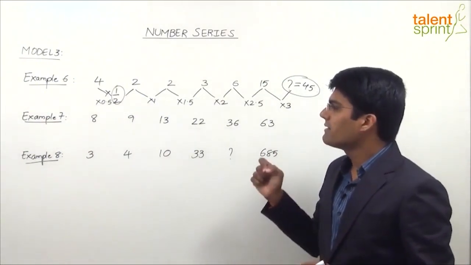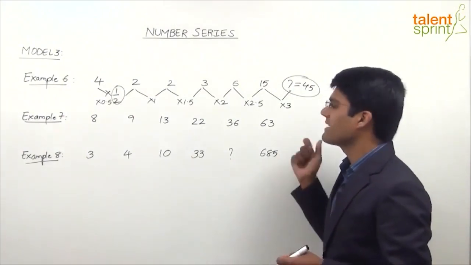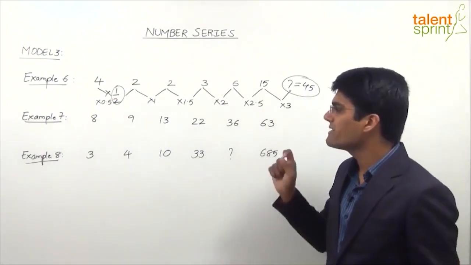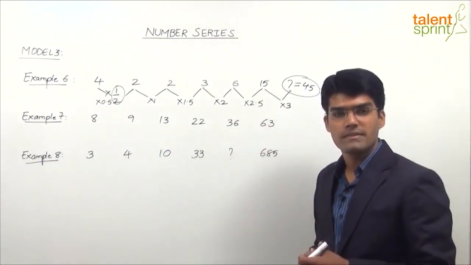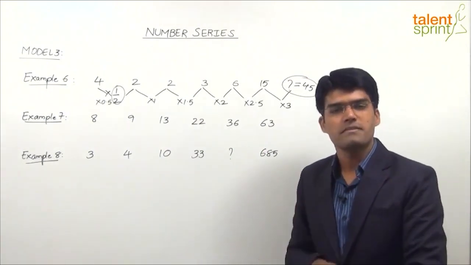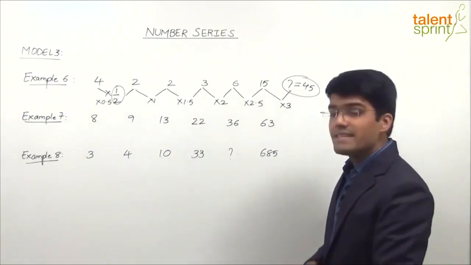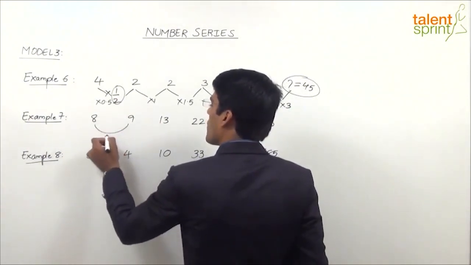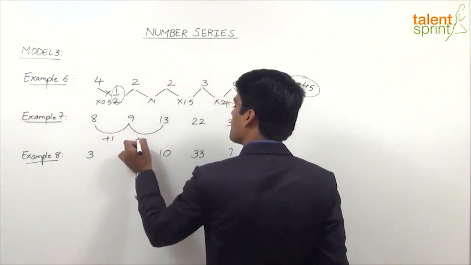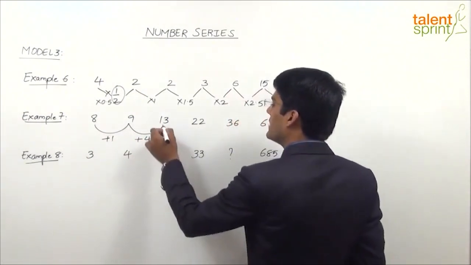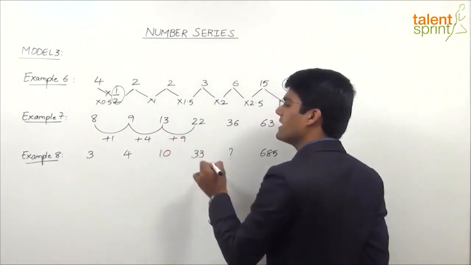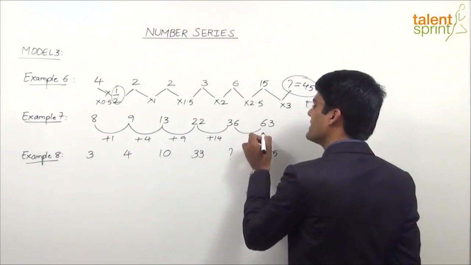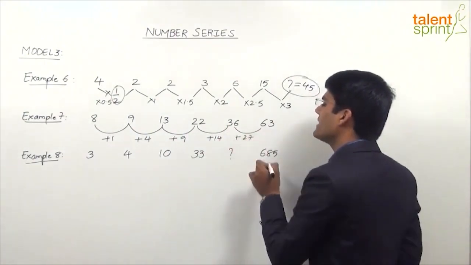That is 8, 9, 13, 22, 36, 63. Here we are supposed to find out which of the given numbers is wrong. That means what is that number which does not fit in the given series. Let us try to find out the differences between two consecutive terms and observe is there any pattern between those differences. 8 plus 1 is 9. 9 plus 4 is 13. 13 plus 9 is 22. 22 plus 14 gives 36, and then 36 plus 27 gives 63.